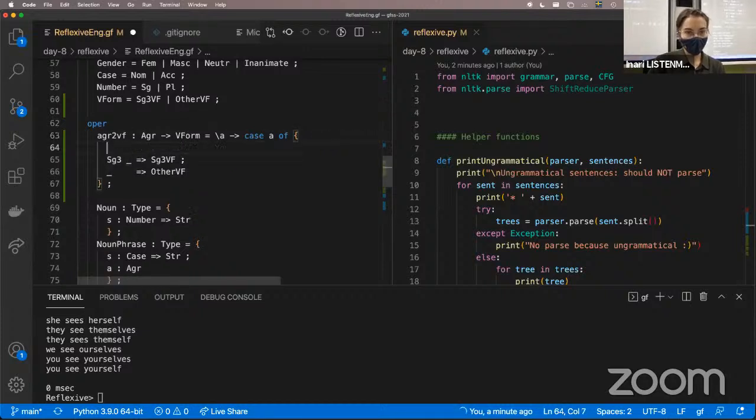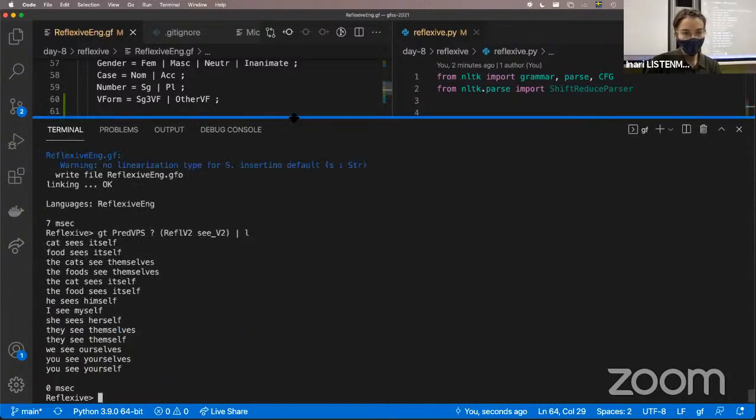SG. That's right. Yeah, so this is the singular they and this is the plural they.